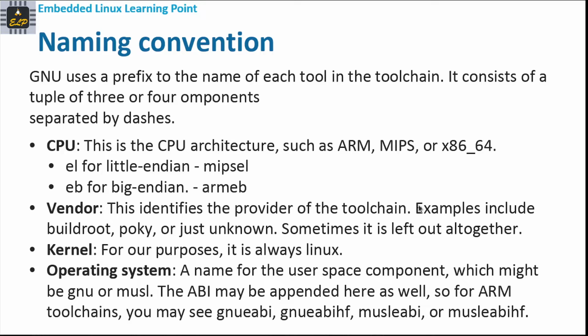Examples include buildroot, if it is built using Buildroot. If it is done with Poky, the toolchain appends Poky, or just unknown. Sometimes it is left out altogether. The kernel, for our purpose, is always Linux because we are building for Linux. In case you are building for, say, BSD, it will be BSD. The operating system is the name of the user space component, which might be GNU or musl.